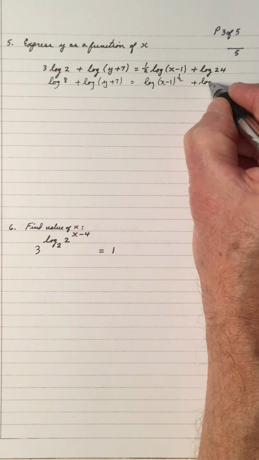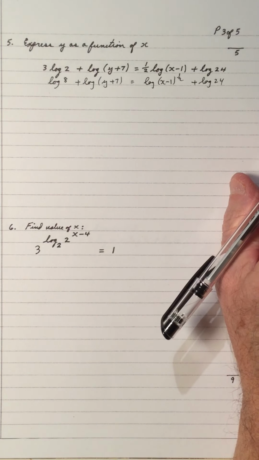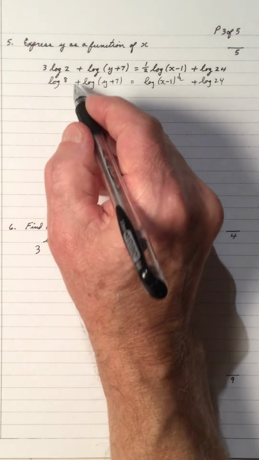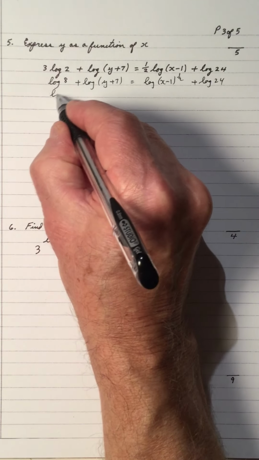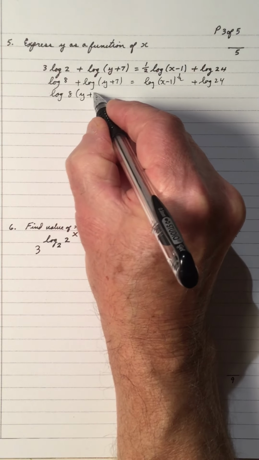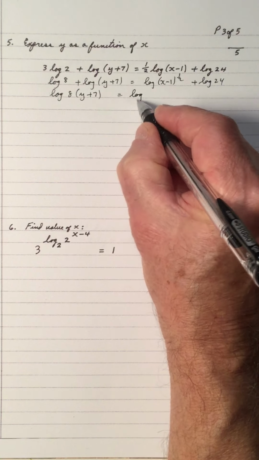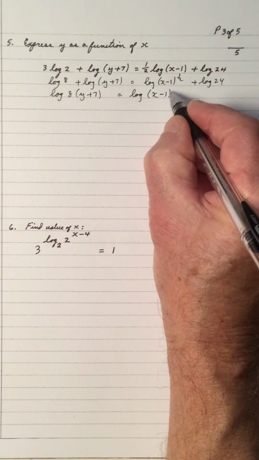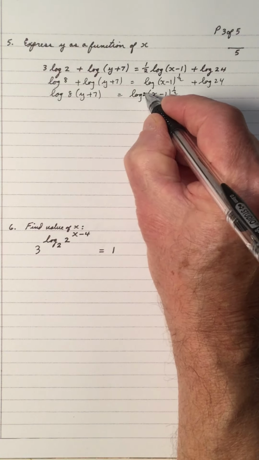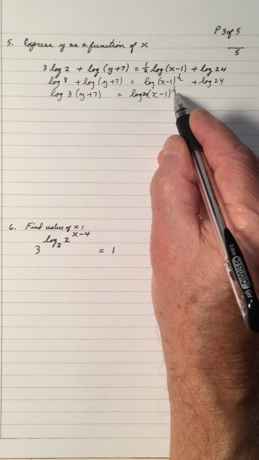And so we did the power rule first. First rule in writing a single log is to do the power rule. Now we have the sum of two logs is the log of the product. So we multiply 8 times y plus 7. And the sum of two logs is the log of the product. So we get x minus 1 to the half and the 24. So let's put the 24 in front as a multiplication. The log of 24 times x minus 1 to the half.